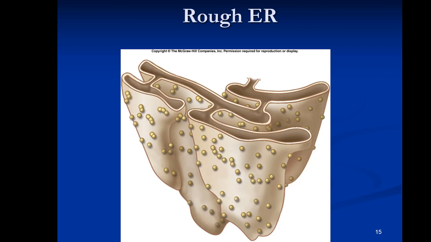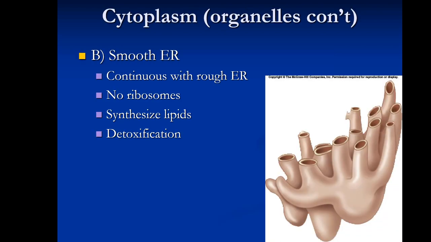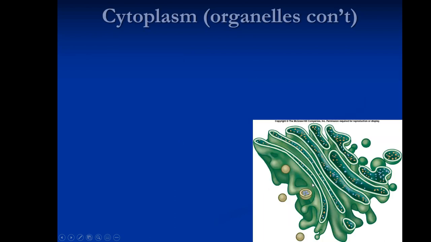There's another picture. Smooth ER does not have any ribosomes, so it has a smooth appearance. Since it doesn't have ribosomes, it doesn't make any proteins, but it helps synthesize fats or lipids, and also has a role in detoxification of some substances within the cell. All right, so that's the endoplasmic reticulum.